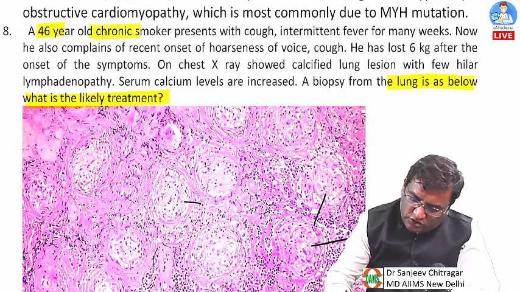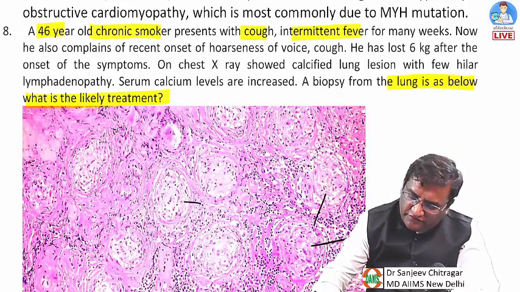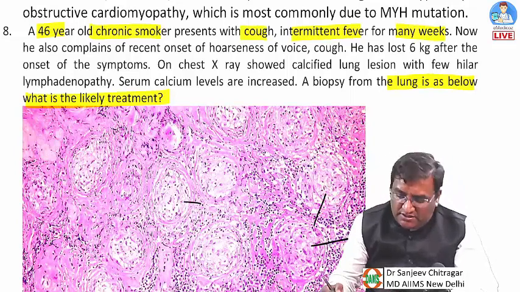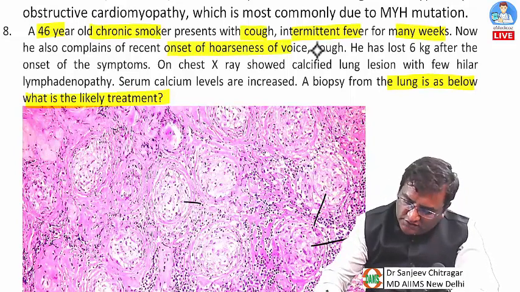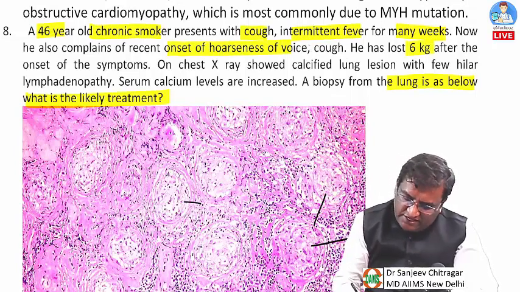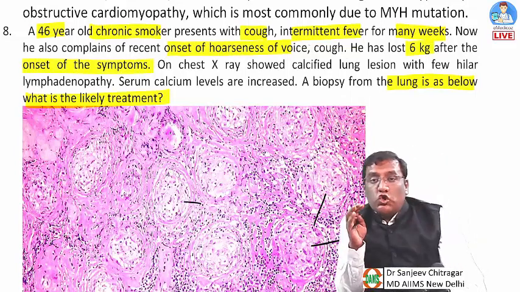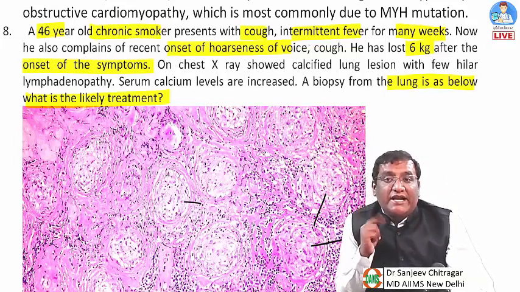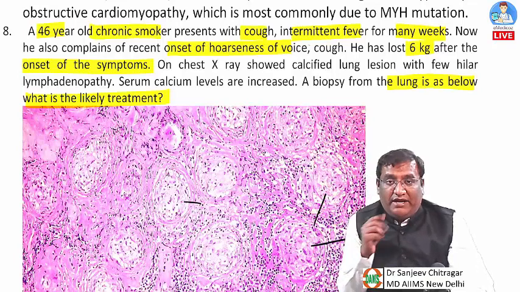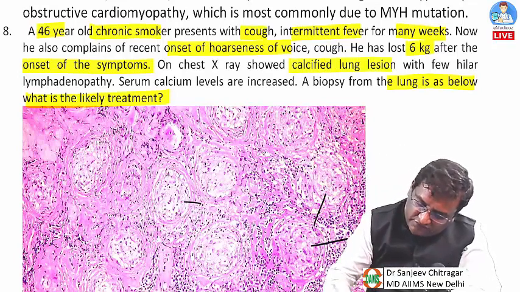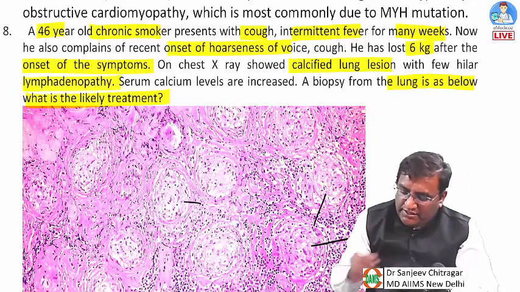A 46-year-old chronic smoker presents with cough and intermittent fever for many weeks. He also complains of recent hoarseness of voice. He has lost 6 kg of weight after the onset of symptoms, which looks like malignancy. Sarcoidosis and tuberculosis both can be differential diagnoses for malignancies, and both of them can have granulomas. Chest X-ray shows a calcified lung lesion with a few hilar lymphadenopathy.